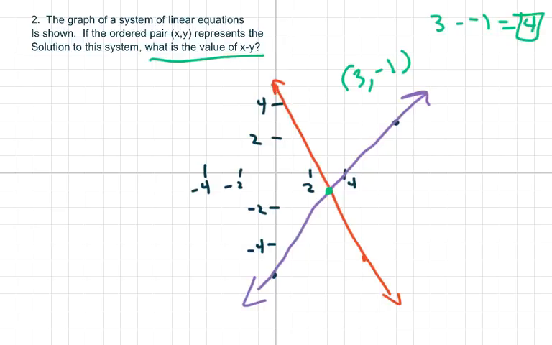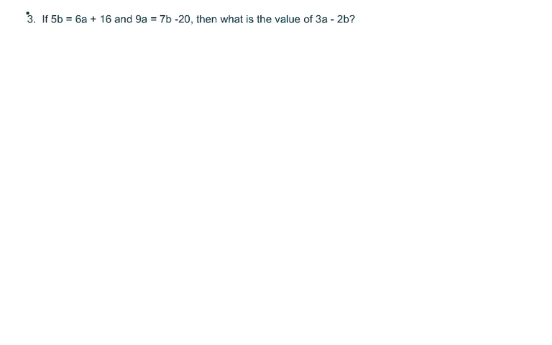Alright, the next one. It's considered easy. They want to know the value of, if 5b, and I'm going to rewrite this. I'm going to try to type it. 5b equals 6a plus 16, and 9a equals 7b minus 20. And they want to know what is 3a minus 2b.